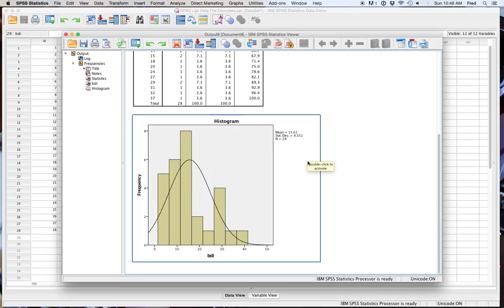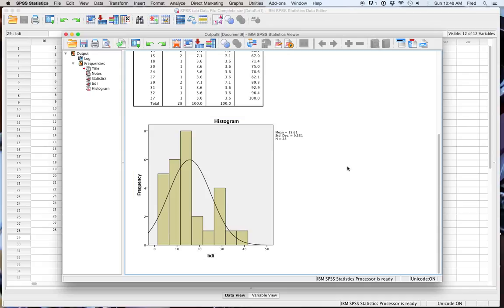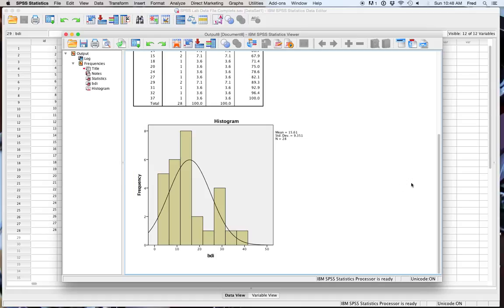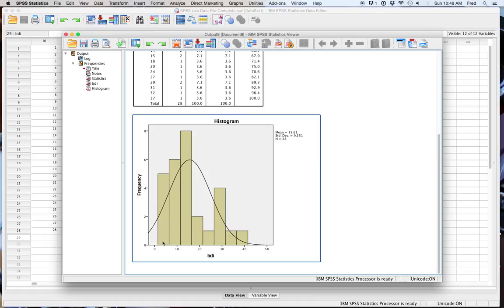So looking at the histogram, the Beck Depression Inventory is a scale that runs from 0 up, and the highest score that you can get is 63. And so as a result, nobody can get less than 0. And in this, it looks like we are slightly positively skewed because there were several people who scored in the 10 to 20 range, and then a few people that scored high.